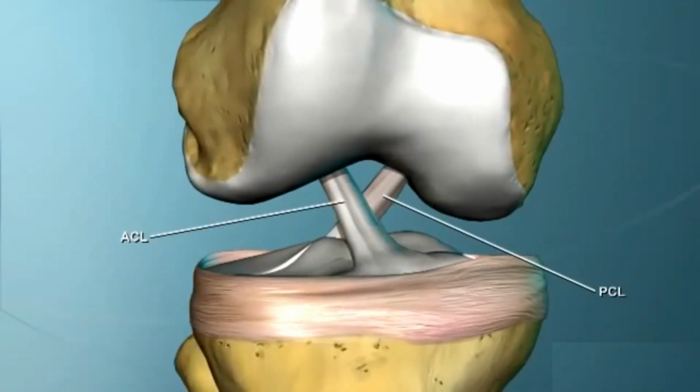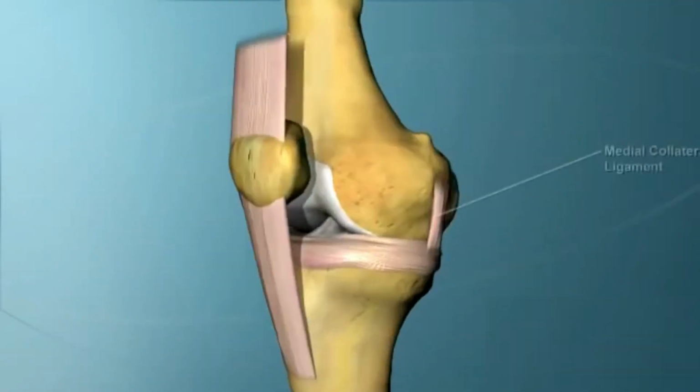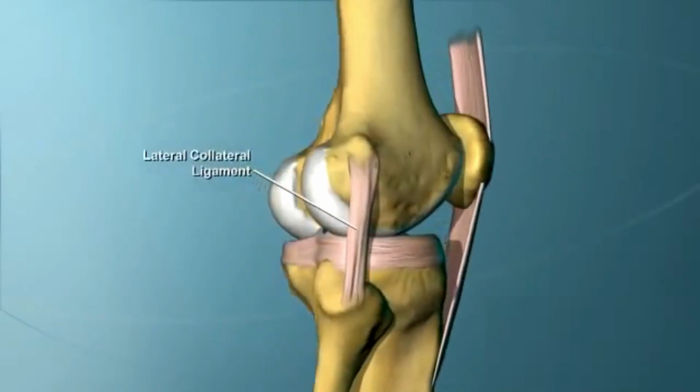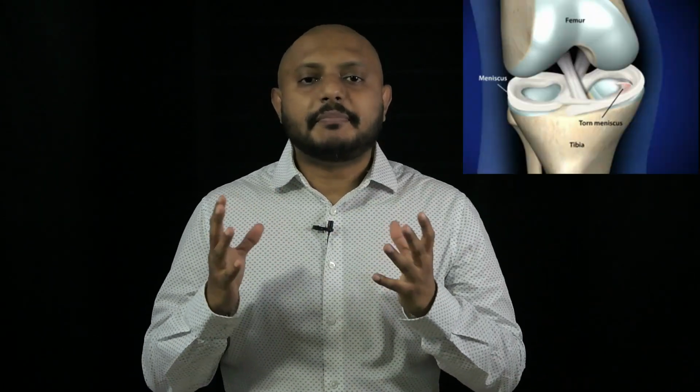Now due to this rotational injury, the major ligament of his knee, that is the ACL, has got torn. ACL stands for anterior cruciate ligament. There are four major ligaments in the knee: the anterior cruciate ligament, the posterior cruciate ligament, the medial collateral ligament, and the lateral collateral ligament. And we have two cushion-like substances between the two bones, that is the meniscus.